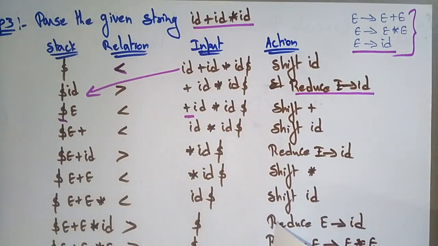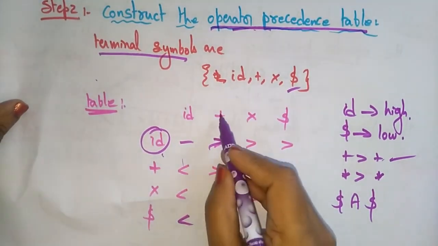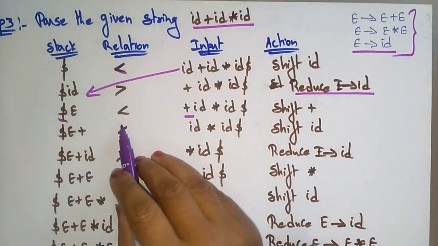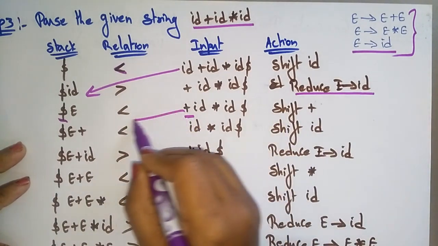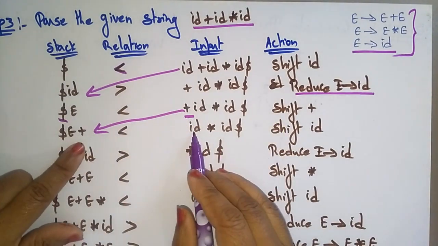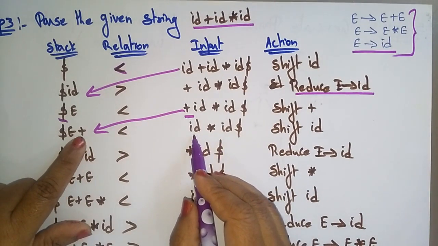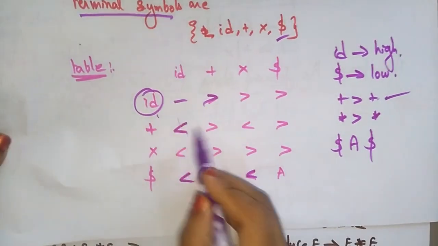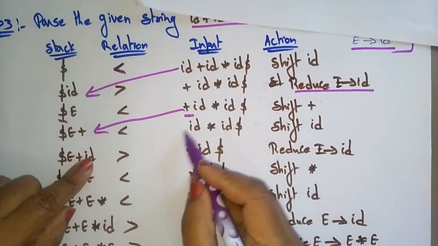So just compare dollar and plus. Dollar and plus, what is the relation? Dollar is less than plus. So that's why here less than symbol. So now shift plus. After shifting plus, ID star ID dollar. Now check the plus and ID. Plus and ID, what is the relation? Plus ID less than symbol. So just place less than symbol. Now shift ID.